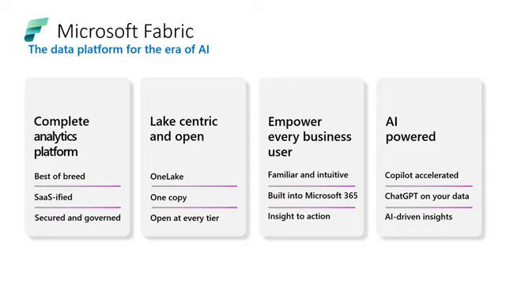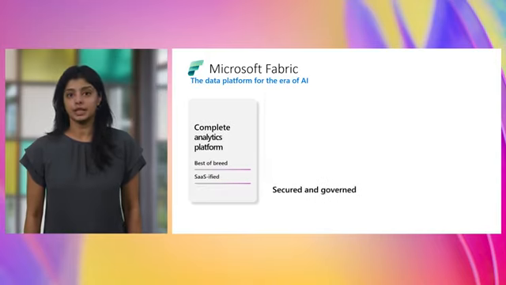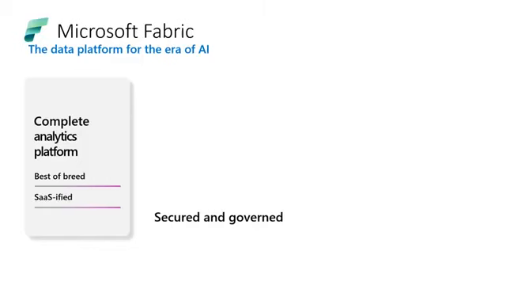Fabric provides a complete analytics platform with best-of-breed capabilities across every analytics workload with security and governance inbuilt. It is open at every layer. Fabric empowers business users with deeply integrated Microsoft Office and Teams experiences, and it delivers AI copilots to accelerate analytics productivity and discover insights with your data. In this session, we will particularly focus on the capabilities which will make Fabric secured and governed. Securing and governing your data is a non-negotiable priority for us. With Fabric, we will deliver industry-leading capabilities that will enable you to secure and govern your data end-to-end.